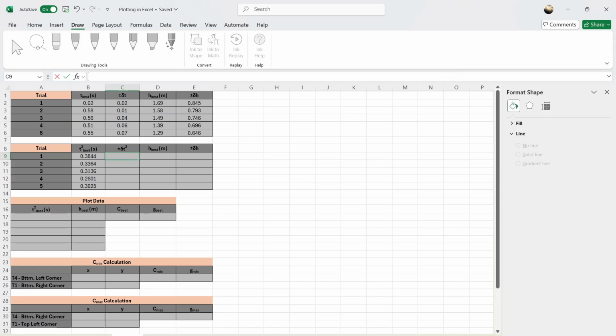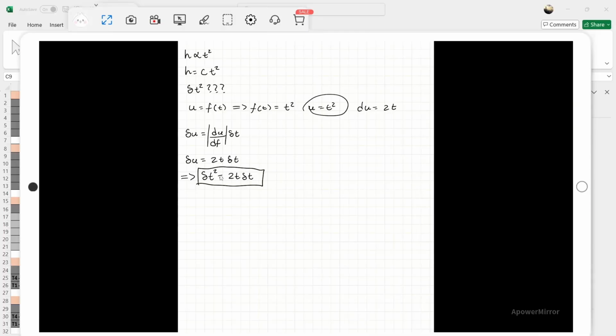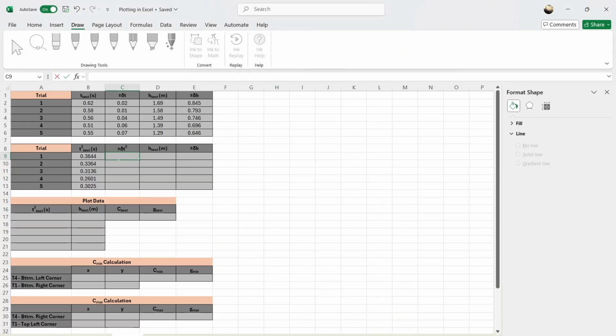So again, we have our formula for the uncertainty of t squared, which is equal to 2 times the original t value times the uncertainty for that t value. We're going to go ahead and use that formula in our Excel data. So we do equal sign, 2 times the original t value, times the uncertainty in that t value, and we get that number right there. We can just click and drag to apply the same function to all the other values.